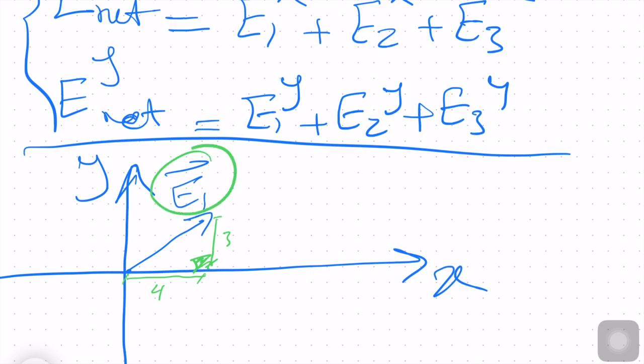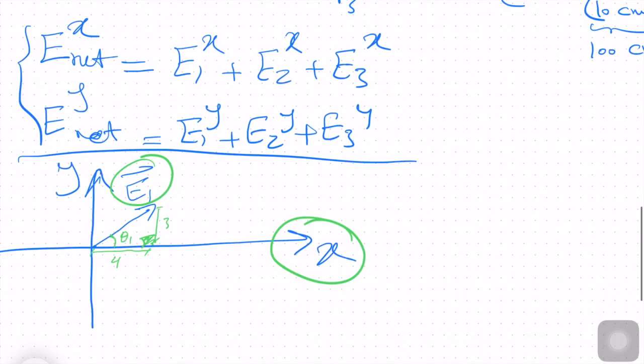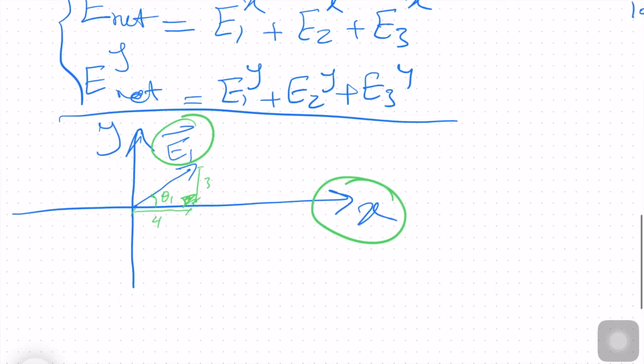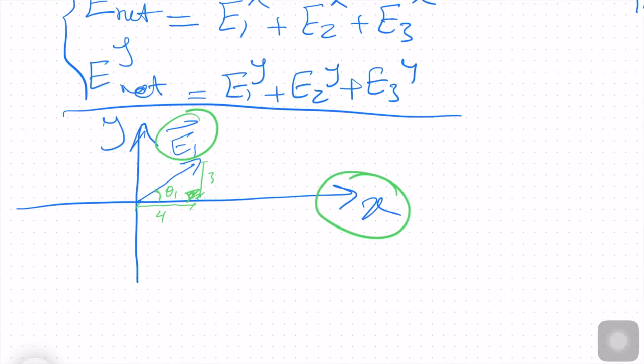So, in order to identify what the components of E1 are, first you have to look at the geometry of the problem and think about the angle that it makes with the positive side of the x-axis. I'm going to call this theta 1. Okay, now you have the triangle right in front of you, so it's very easy to think about the identities here, which are the definition of sine and cosine. Sine theta 1 is 3 over 5, and cosine theta 1 is 4 over 5.